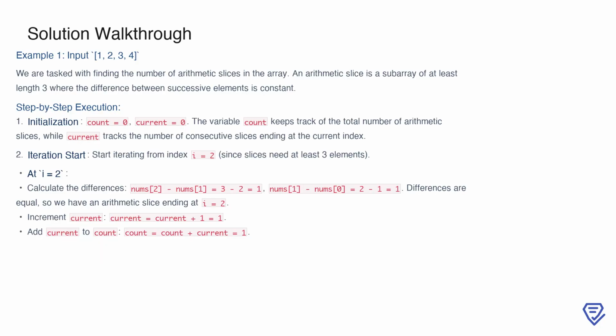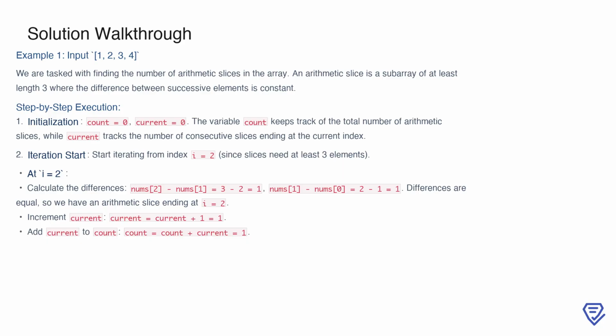To solve this problem, we need to identify arithmetic slices in the input array, which are subarrays of at least 3 elements where the difference between consecutive elements remains the same. Let's start with example 1, where the input is 1, 2, 3, 4. First, we initialize 2 variables. Count is set to 0 to store the total number of arithmetic slices, and current is also set to 0 to keep track of the number of consecutive slices ending at the current index. Since an arithmetic slice requires at least 3 elements, we begin iterating from index 2. At this index, we calculate the differences between consecutive elements: nums[2] minus nums[1] equals 1, and nums[1] minus nums[0] also equals 1.